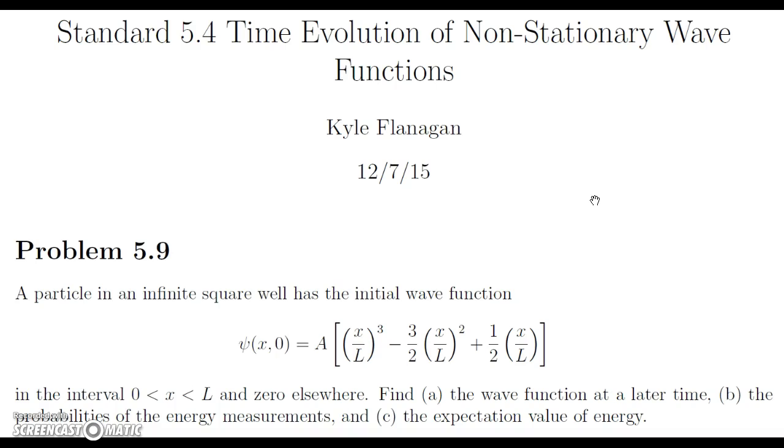The question here states, a particle in an infinite square well has the initial wave function psi(x, 0) equal to A times (x/L)^3 minus 3/2 (x/L)^2 plus 1/2 (x/L). And this is in the interval between 0 and L. So the length of our square well is L, and it'll be 0 elsewhere.